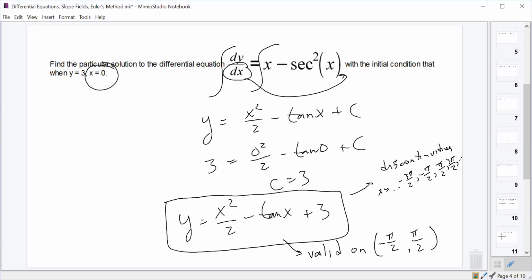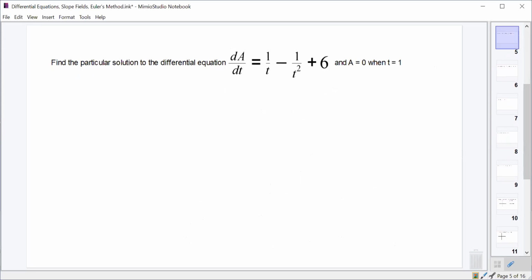Yeah. All right, so let's do another one like that. In fact, why don't you guys take a minute or two and work through this one on your own and see if you can get the correct interval on which the solution to this differential equation is valid. Ready, go.